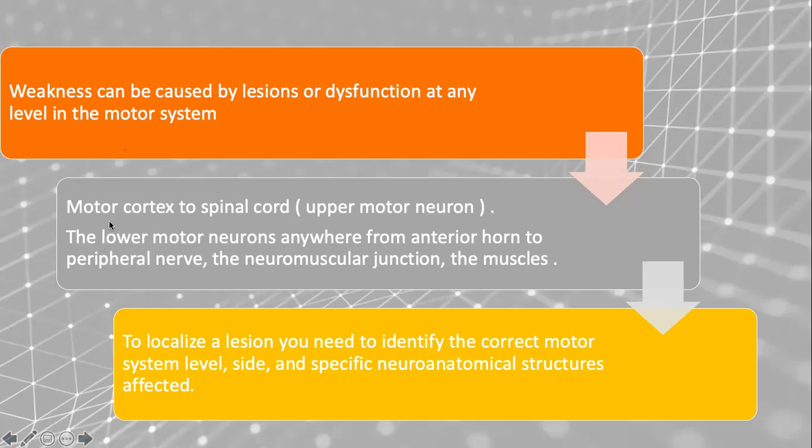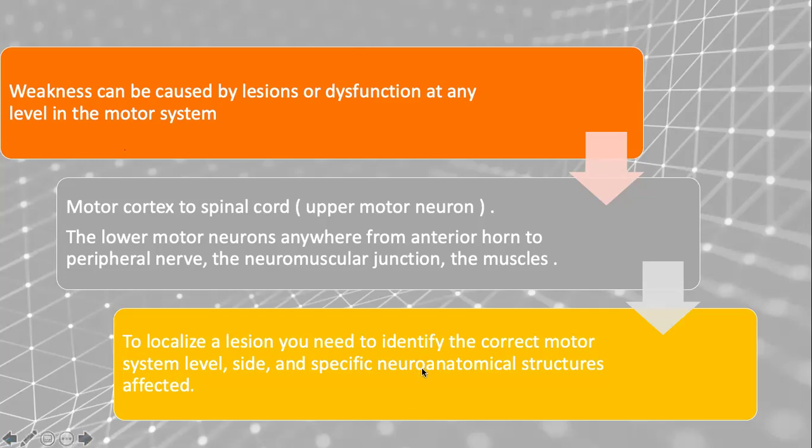If the lesion is in the motor cortex, subcortical area, or the spinal cord, it will give me an upper motor neuron lesion. If it's in the lower motor neuron, anywhere from the anterior horn cell, peripheral nerve, neuromuscular junction, and the muscle, it will give me a lower motor neuron picture.